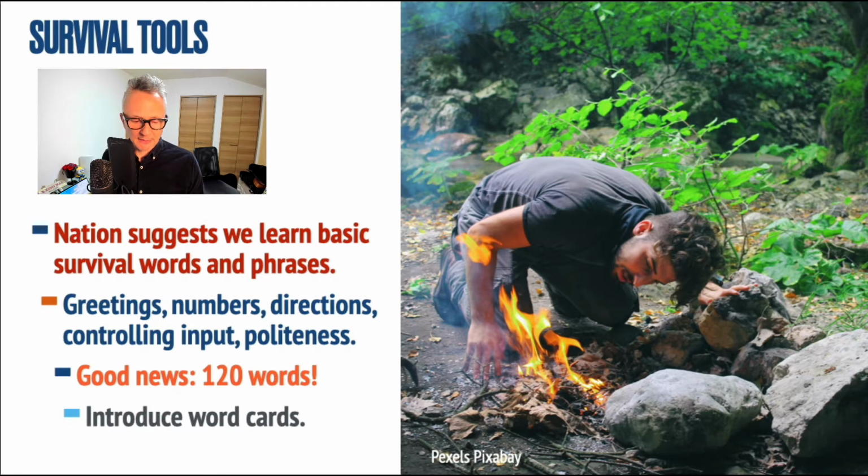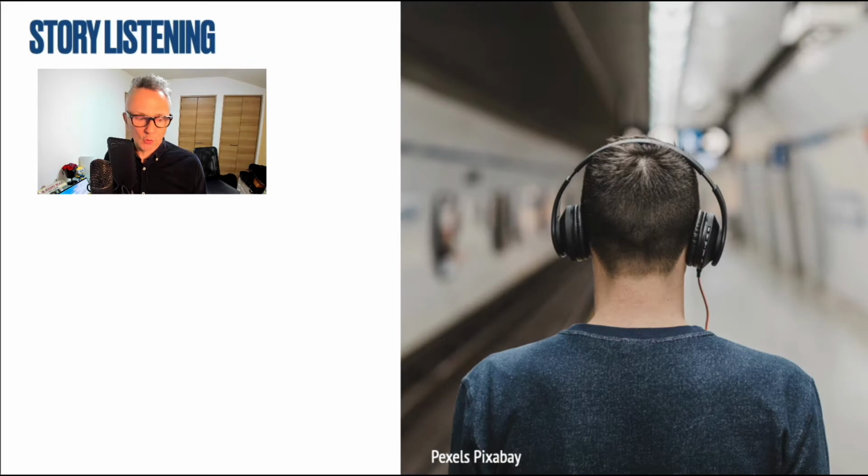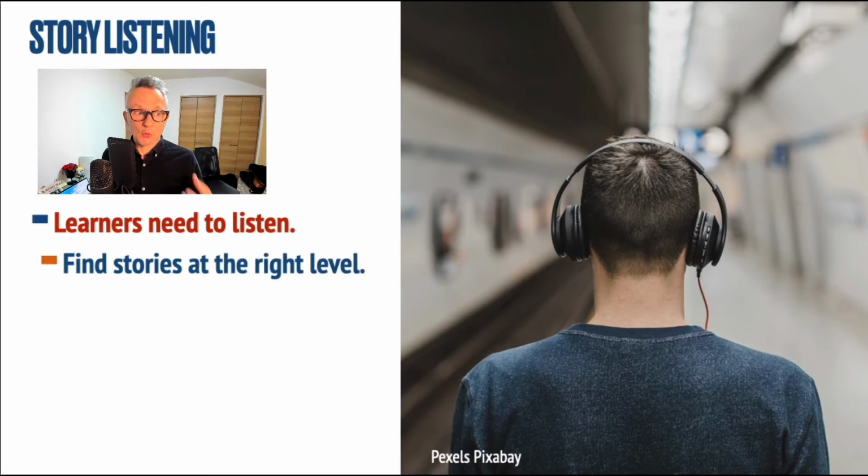Another kind of activity that we can use algorithmically with students is this idea of story listening. So of course, learners need to listen, and we need to find stories for them at the right level. Stories are good. Stories are interesting. A character who meets conflict and tries to get out of it. A character who meets trouble and tries to get out of the trouble.